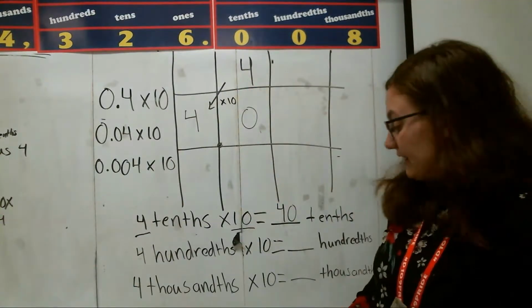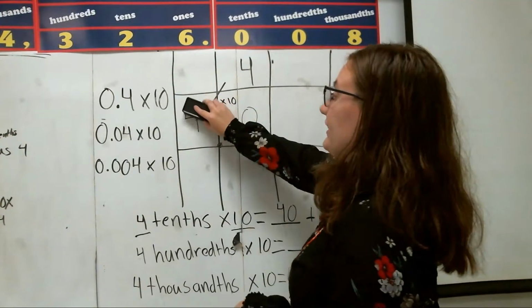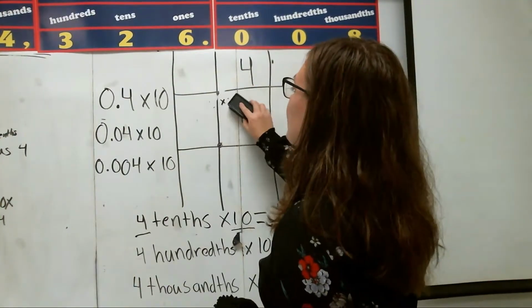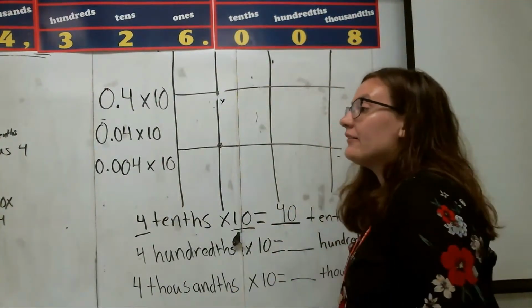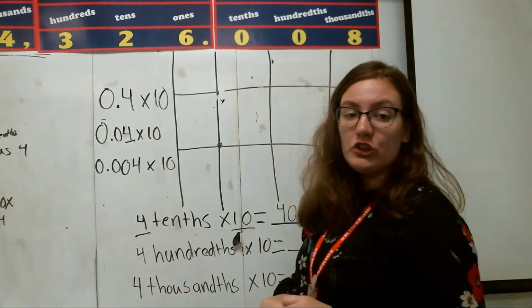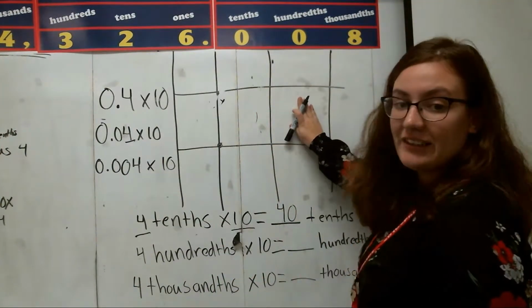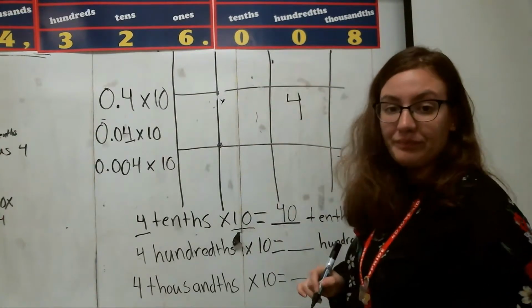All right, now I'm going to do the next one with you as well, and then you're going to do the very last one by yourself. So I'm going to erase this. And now my next problem says that I have 4/100. This number 4 is in my hundredths place. So I'm going to place this number 4 in my hundredths place right here.